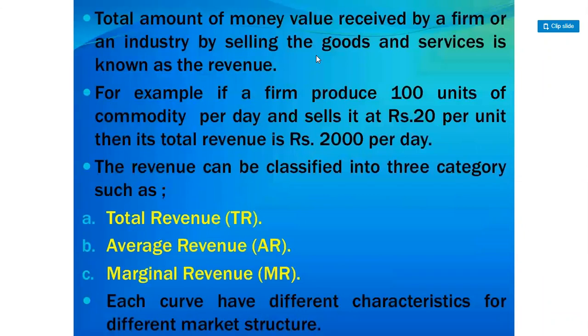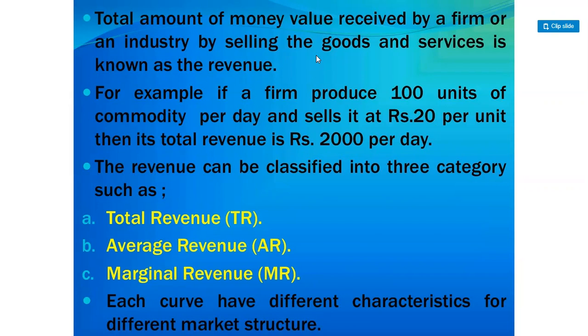What does it mean? The total amount of money that a producer receives in exchange for the sales proceeds is known as revenue. The total money value received by the firm or industry by selling goods and services, that is revenue. Here I will give one example.